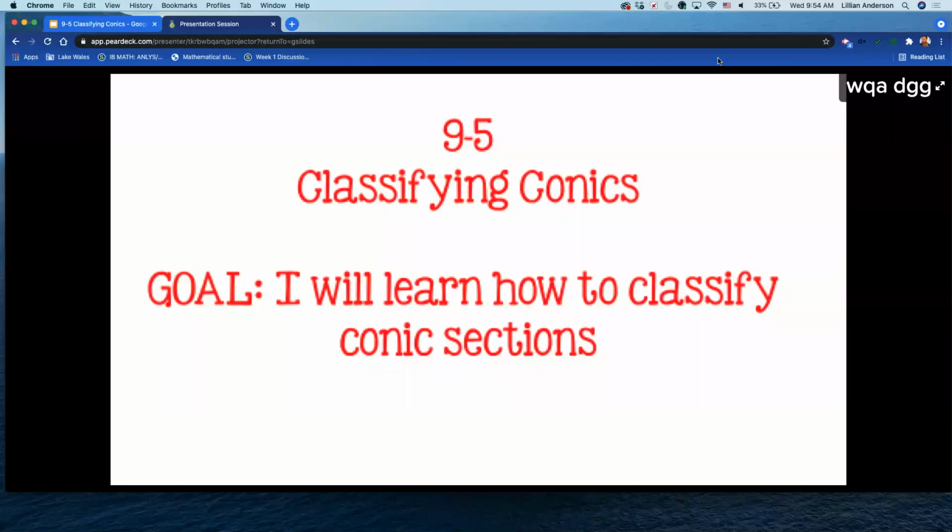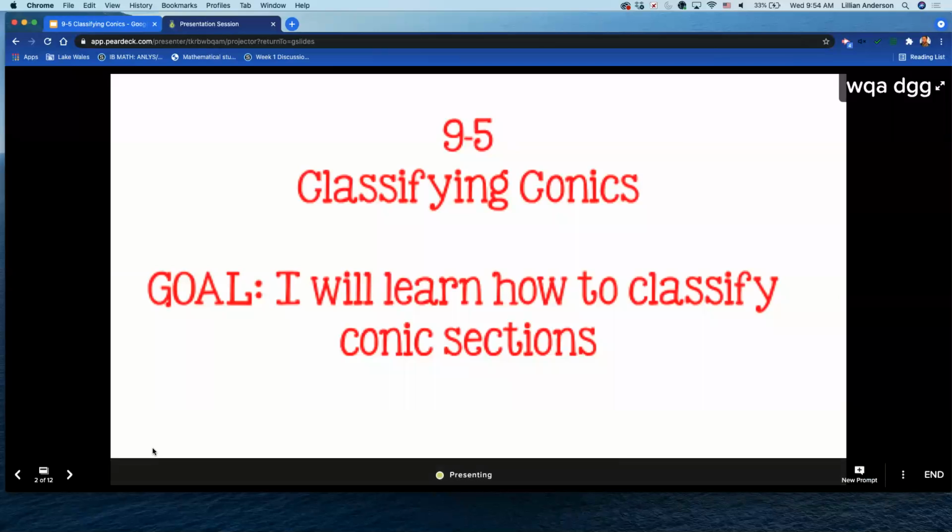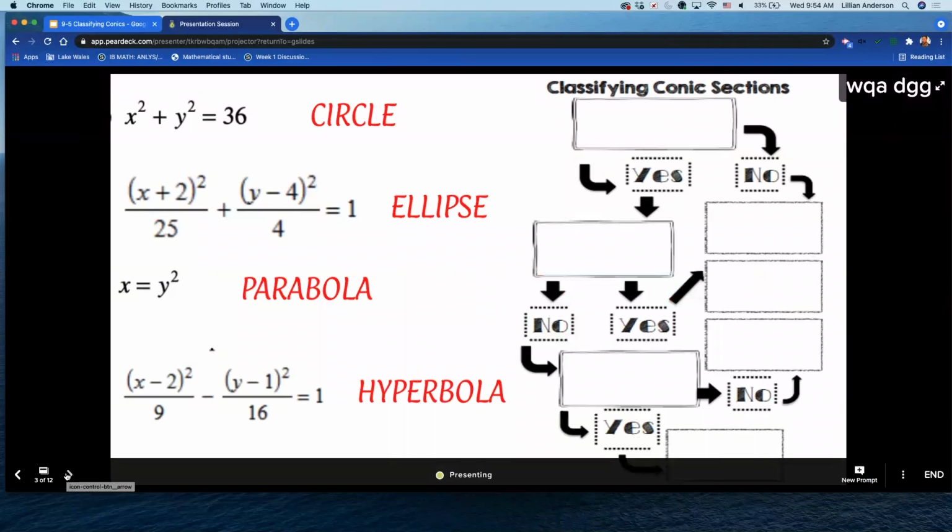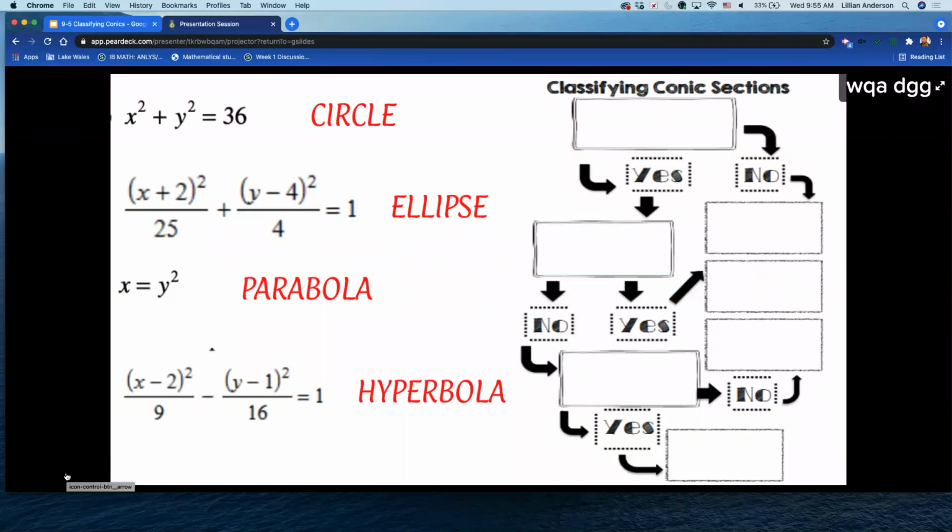So again, this is the last section of our conics unit. You're going to learn how to classify conics. And it's pretty straightforward, okay? Take a look at these 4 different equations that are in standard form for a circle, ellipse, a parabola, and a hyperbola, okay? What are some distinct differences of any one of those conic sections?